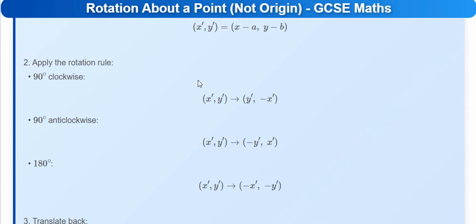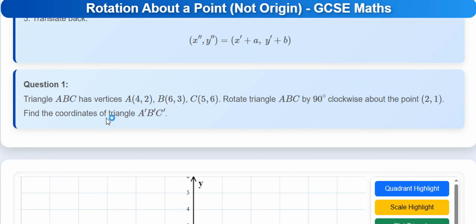We can use an example here, for example this question 1, to understand how we go about a problem like that. So in this question 1, we are told triangle ABC has the vertices A which is (4, 2), then B which is (6, 3), and then C which is (5, 6). Then you are told to rotate triangle ABC by 90 degrees clockwise about the point (2, 1). So here the center of rotation is (2, 1), and it is never (0, 0) anymore. Then you are told to find the coordinates of the rotated triangle, of course.